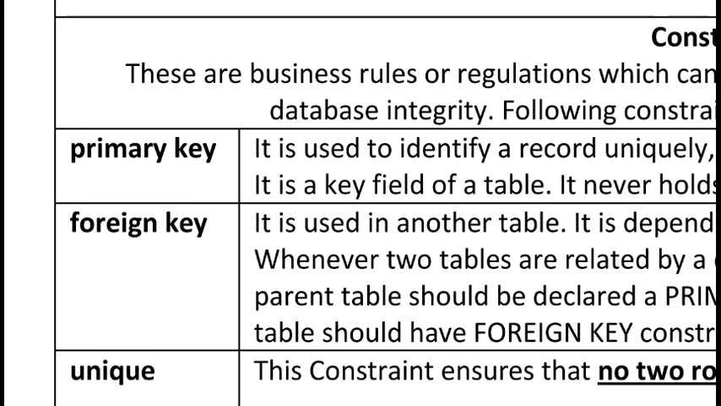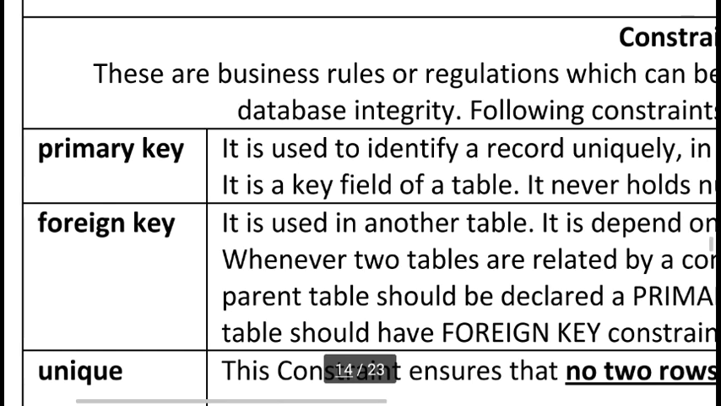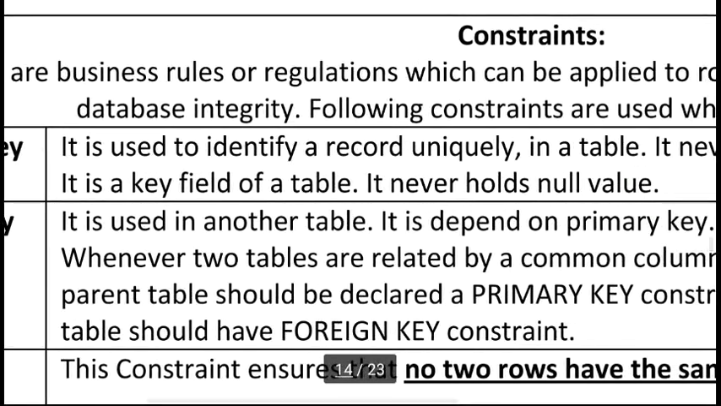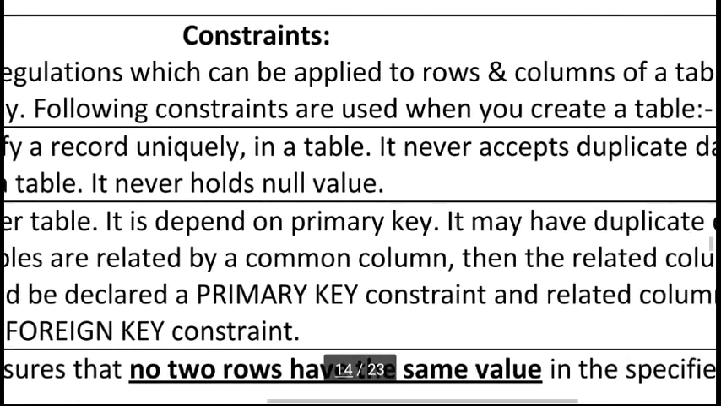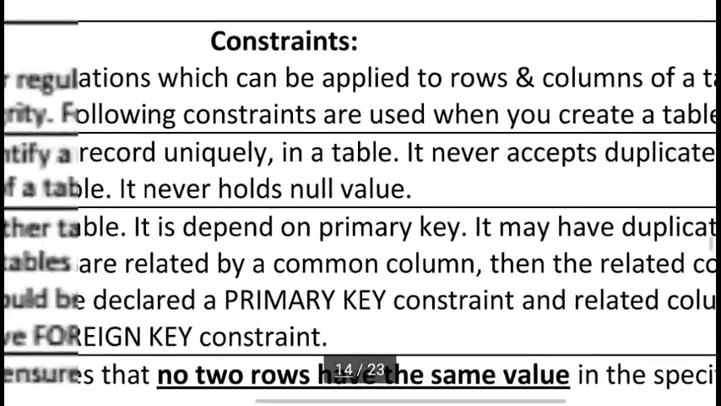It saves our data, saves our disk space, and reduces the redundancy of our data. We use the foreign key and primary key concept for this, so we can normalize our data and break the tables. The foreign key is used in another table. It depends on a primary key. It may have duplicate data.